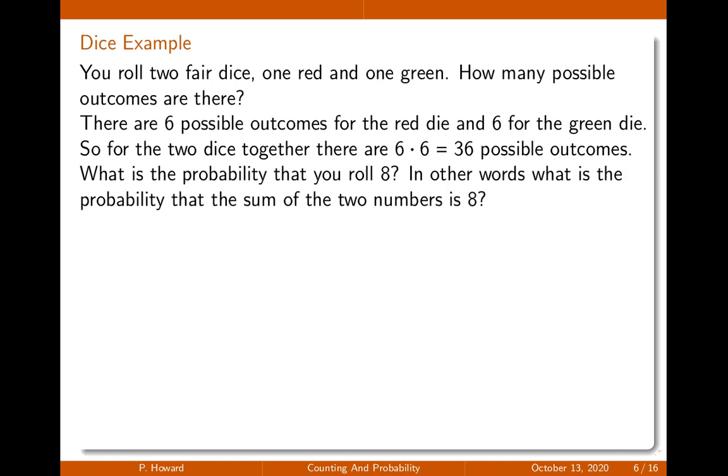And now here's a probability question. What is the probability that you roll an 8? In other words, what's the probability that the 2 numbers that are face up on the 2 dice add to 8? Well, we need to know in how many of the 36 possible outcomes the 2 numbers add up to 8. And here they are.